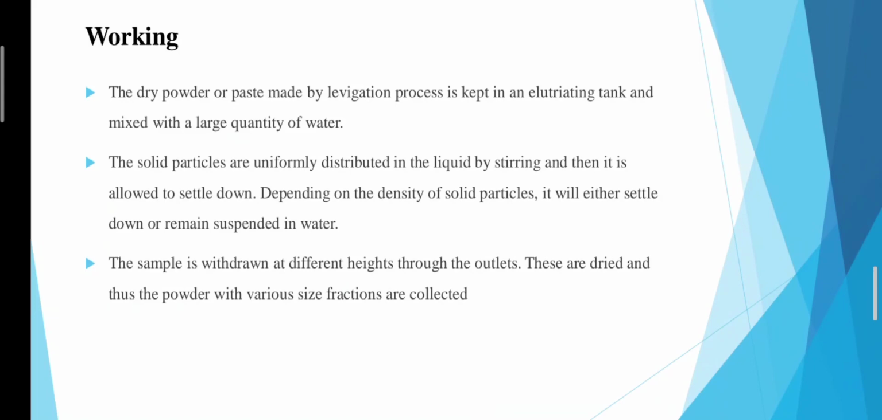Let's see the working. The dry powder or paste made by levigation process is kept in an elutriation tank and mixed with a large quantity of water. The solid particles are uniformly distributed in the liquid by stirring and then it is allowed to settle down. Depending on the density of solid particles, it will either settle down or remain suspended in water. The sample is withdrawn at different heights through the outlets. These are dried and thus the powder with various size batches are collected.